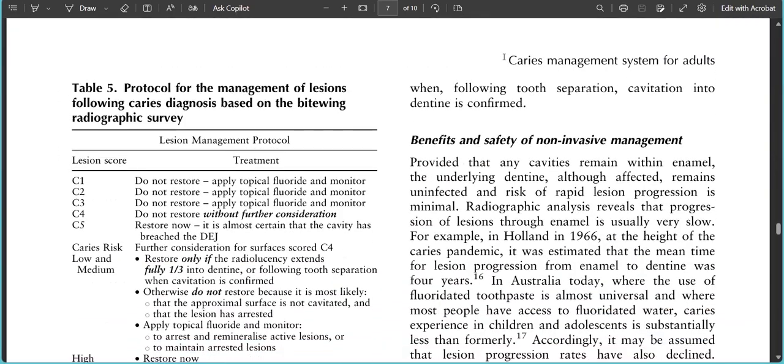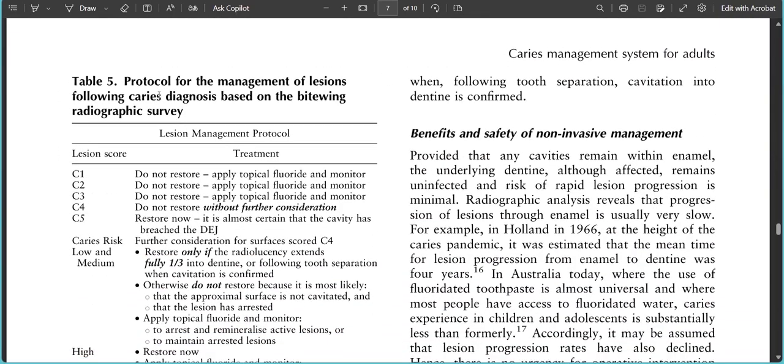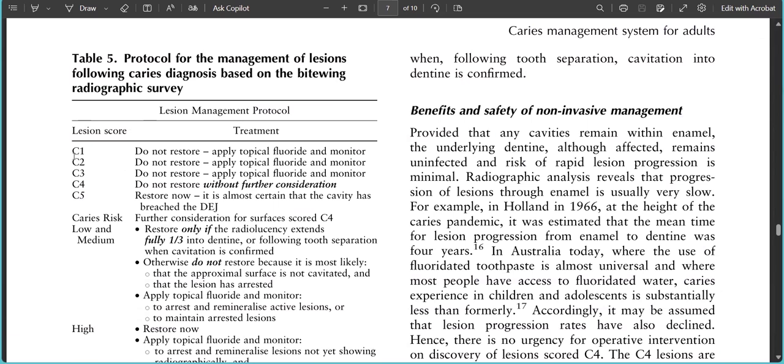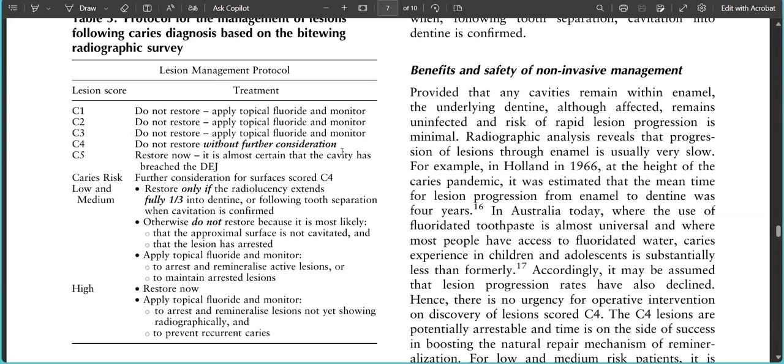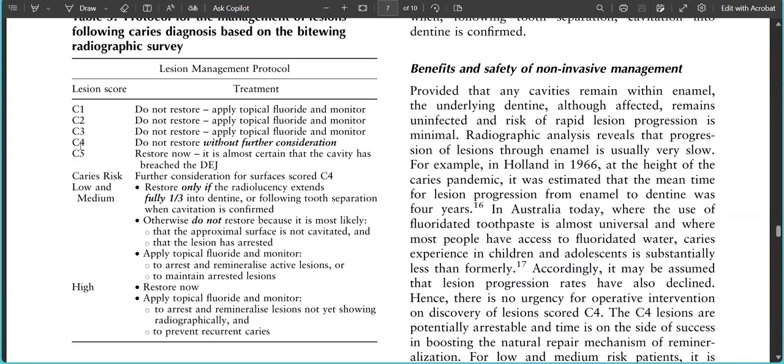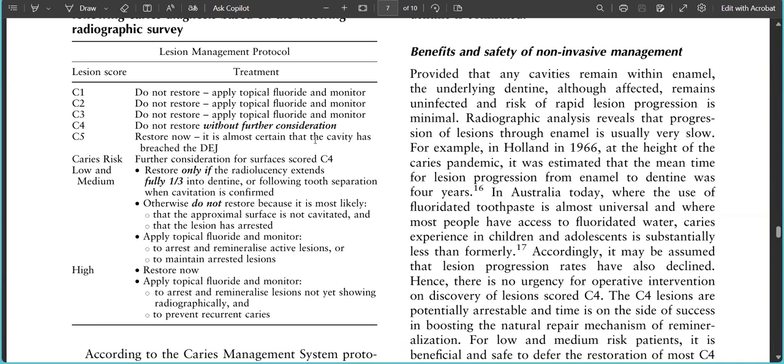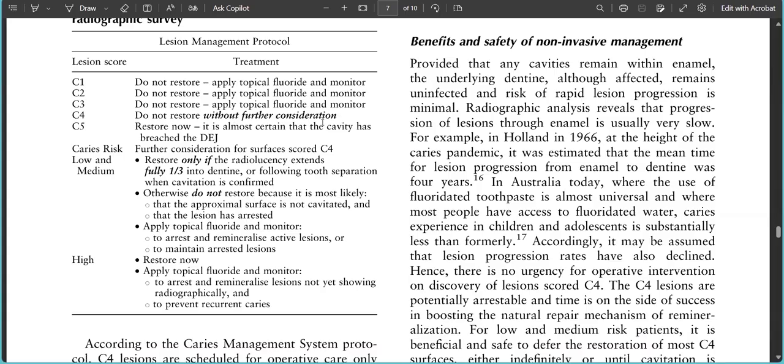So we will need to go to table 5. In C1, C2, and C3, until this level where the caries is just extending beyond the DEJ, you do not need to put a filling there. You can just do some topical fluoride, monitor them, and educate the patient. But if the caries is extending into the dentine, then you need to give further consideration. The further considerations will depend upon whether the patient is low, medium, or high risk.